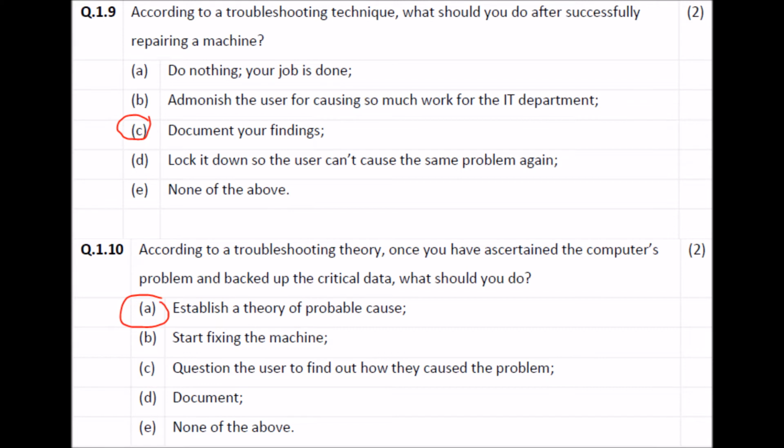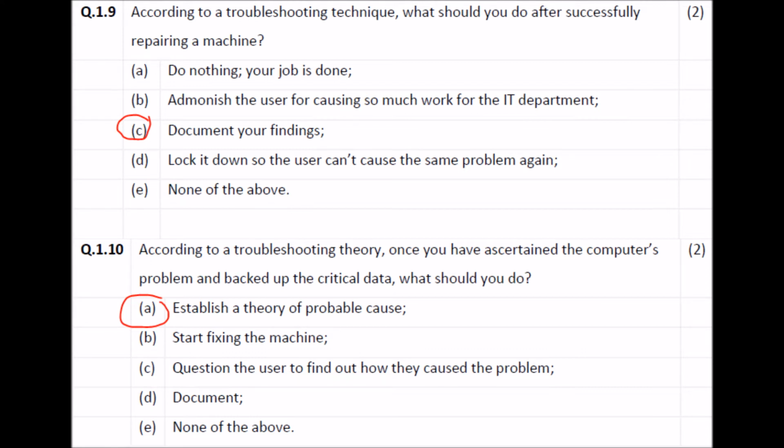So according to troubleshoot theory, what should you do after you've backed up the critical data? Then obviously you now need to establish what the actual issue is. So establish a theory of probable cause before you actually start fixing the machine. The other takeaway from such questions is, the moment they tell you that you've got to troubleshoot according to the troubleshoot theory, that's what you need to stick to.